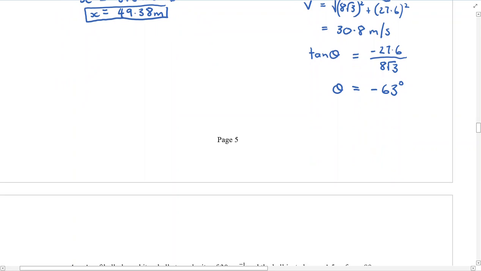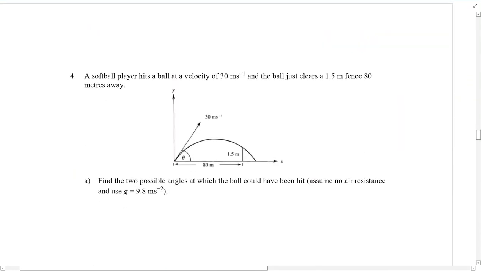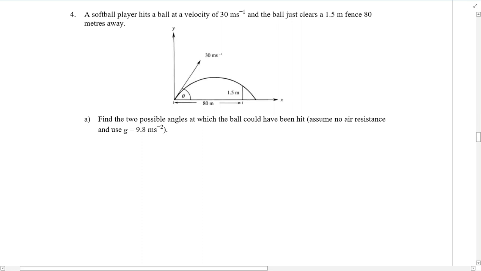Yes. You can write very small. Well done, Ben. Okay.